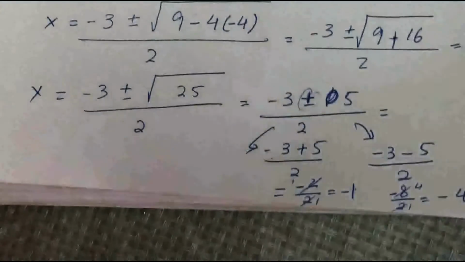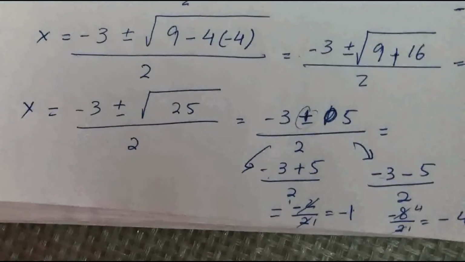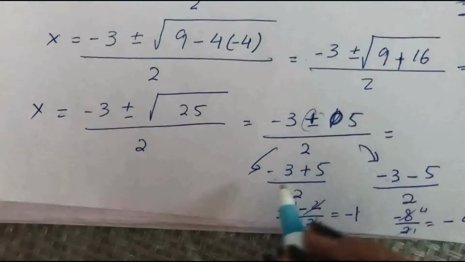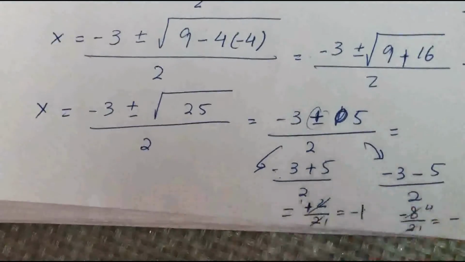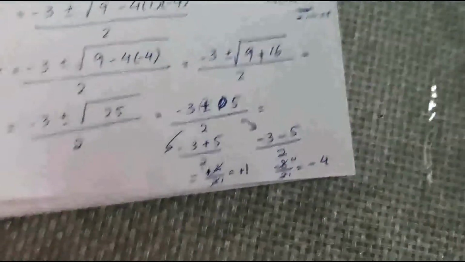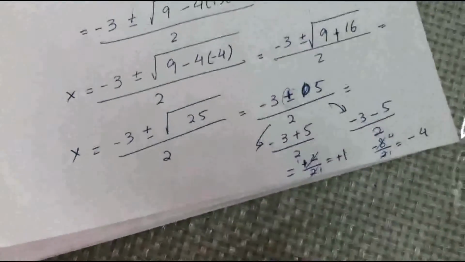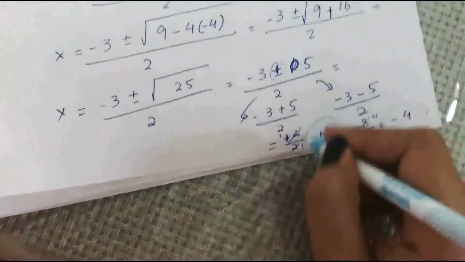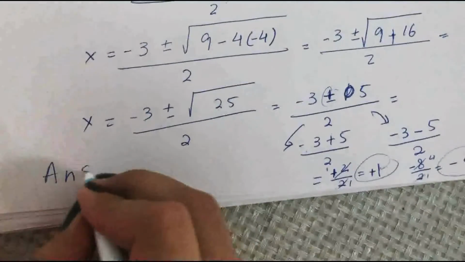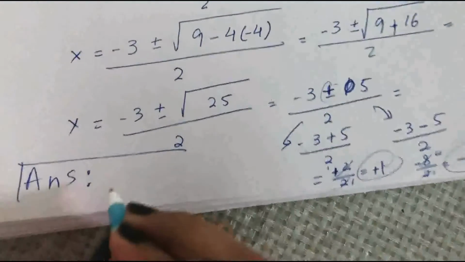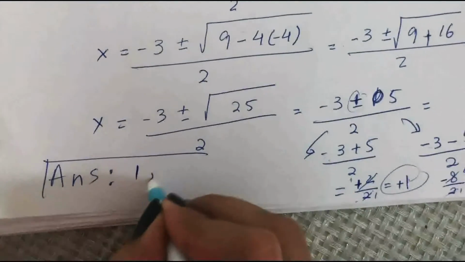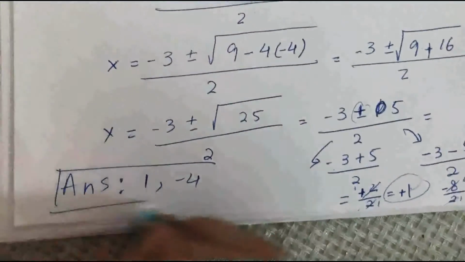No, I think I made a mistake here. Negative 3 plus 5 gives us positive 2. So this becomes positive 1 and negative 4. So these are our two answers. Always remember to write your answers in a bracket or have them written down somewhere so your teacher can see easily. One of the answers is 1 and the other is negative 4.